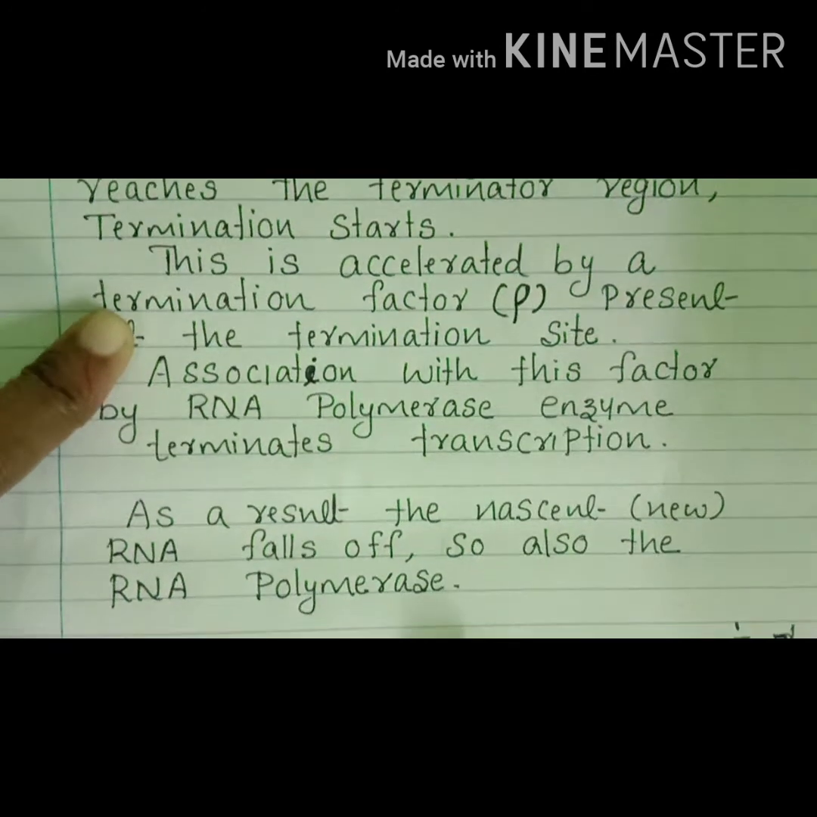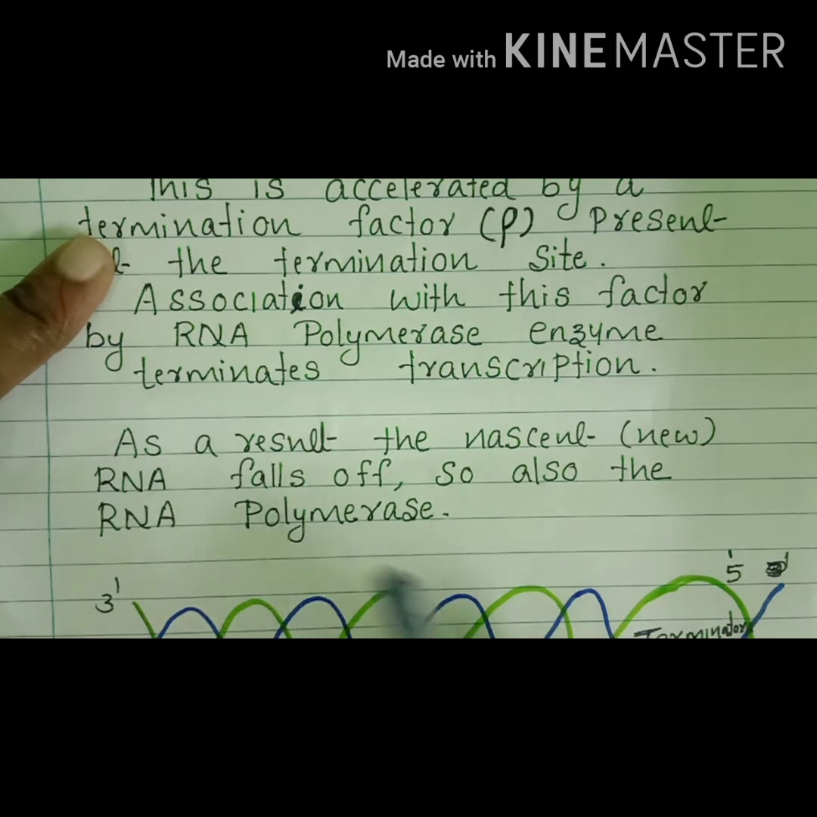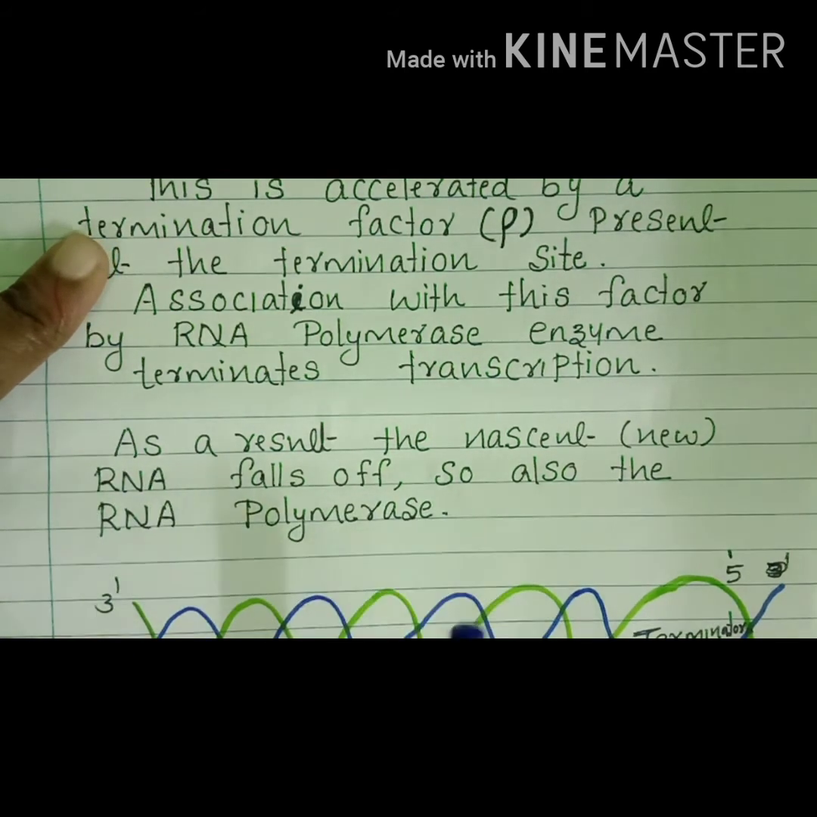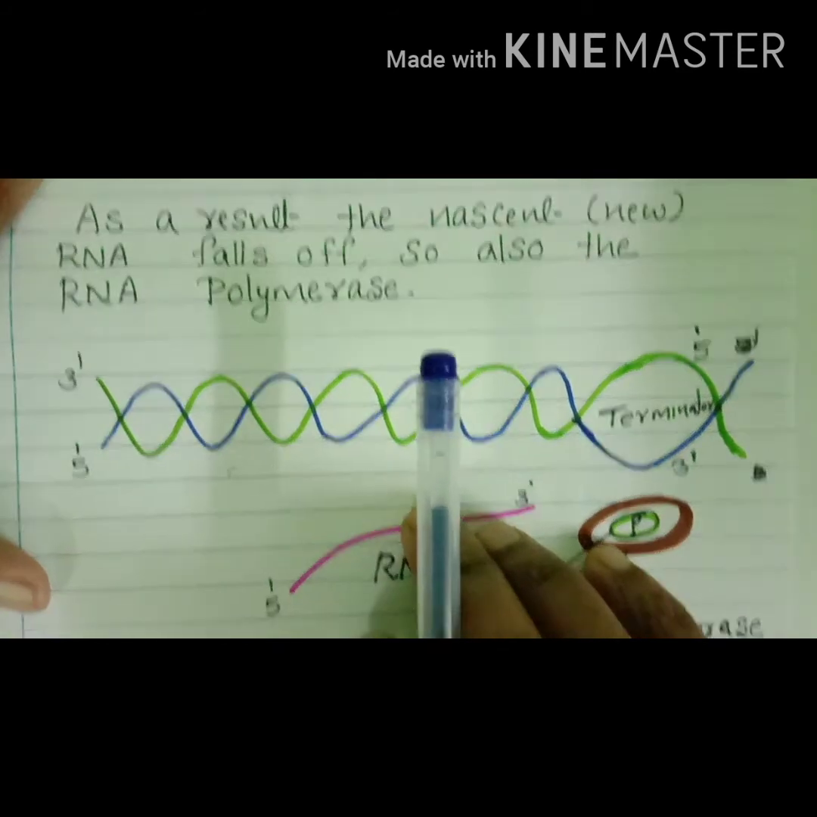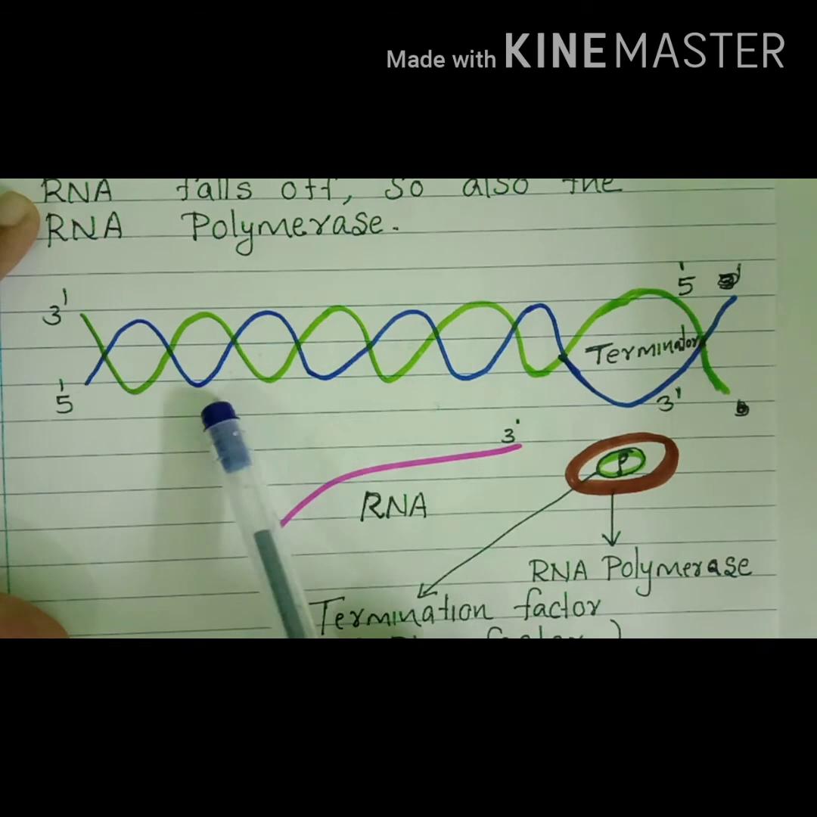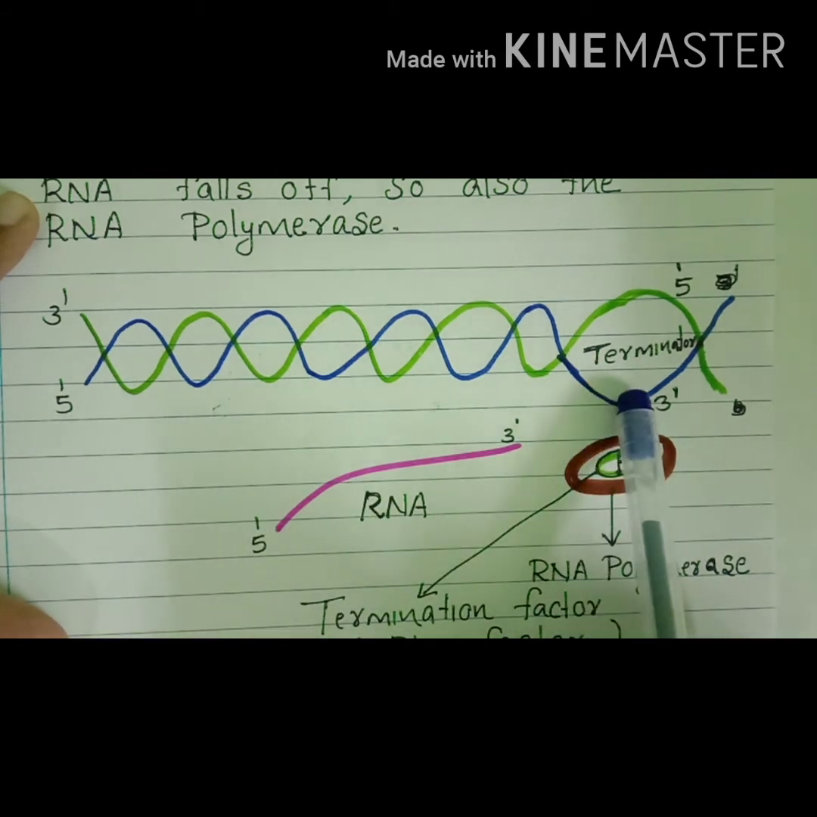As a result of this termination, the new RNA that is formed here will fall off, and also the RNA polymerase enzyme will withdraw from the transcription unit. Here we can see the structure. So this is our transcription unit. Here we can see the terminator region.